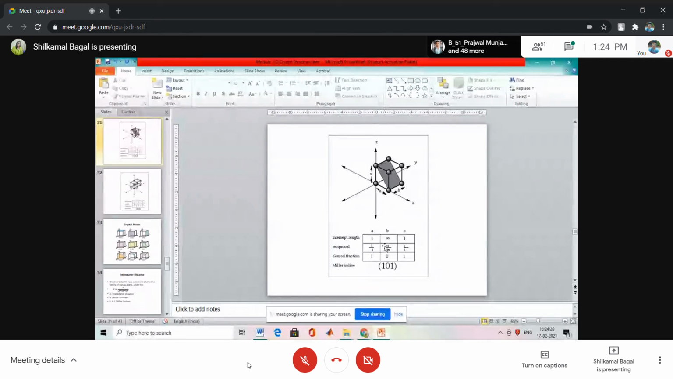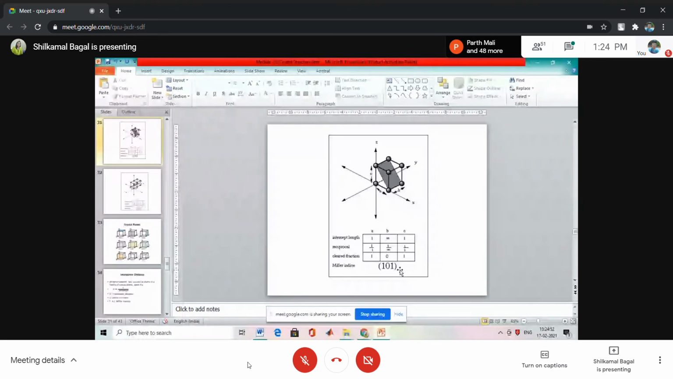Means what? This plane has an infinite intercept. So the intercepts made by this plane on axes a, b, c are 1 unit, infinity and 1, in the case of a unit cell having unit dimensions. Then the reciprocals of these intercepts are 1, 1 by infinity, 1 by 1. That is 1, 0, 1. 1 upon infinity is 0. So the Miller indices of this plane are 1, 0, 1.